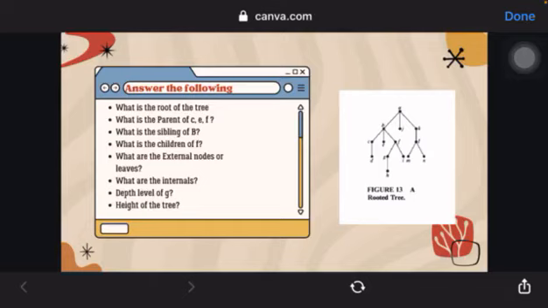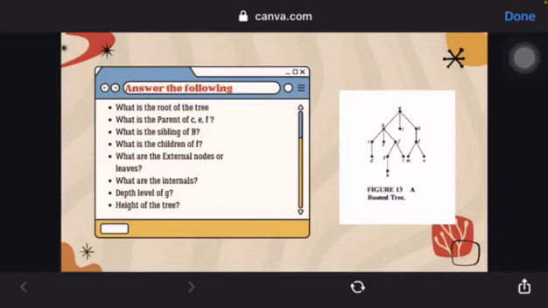What are the external nodes or leaves? So the leaves are all of those at the bottom: D, H, I, M, N, and J. What are the internal nodes? So the internal nodes are all of those on the inside: B, C, F, G, L, K.